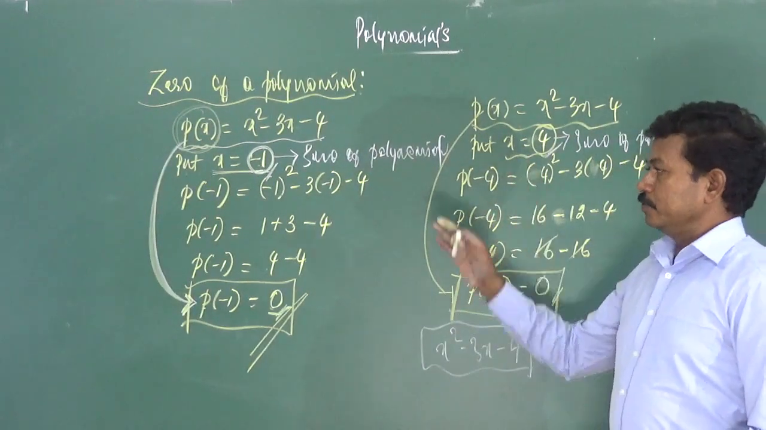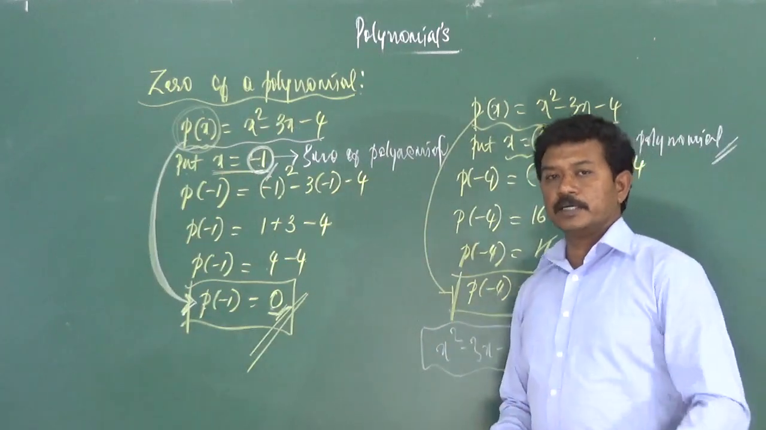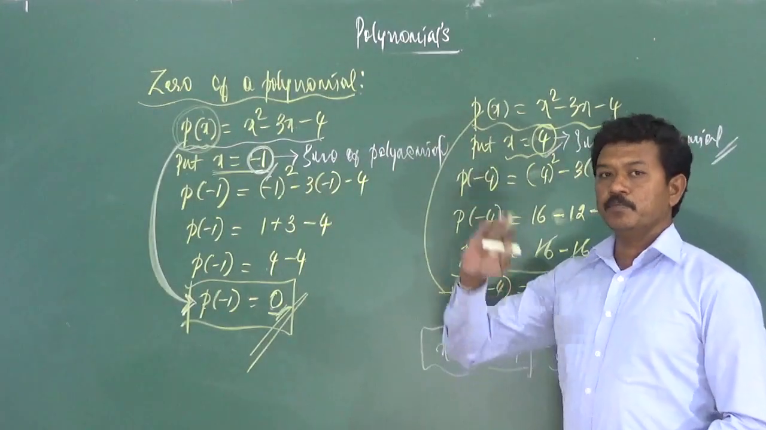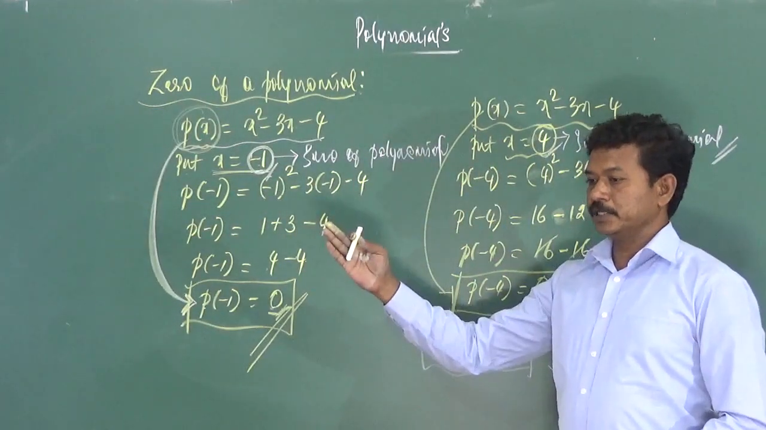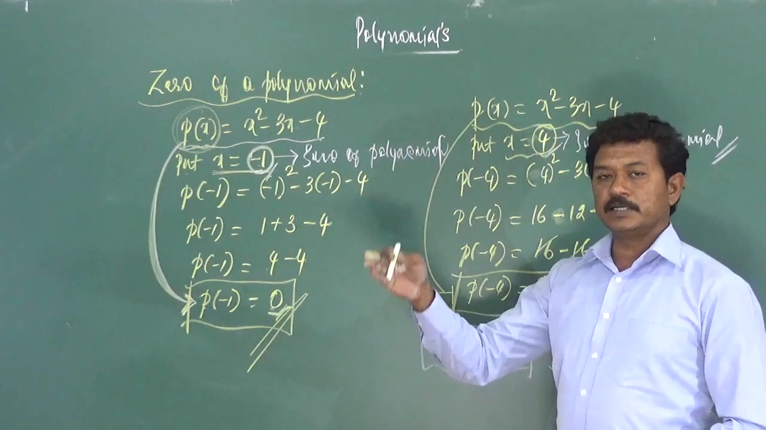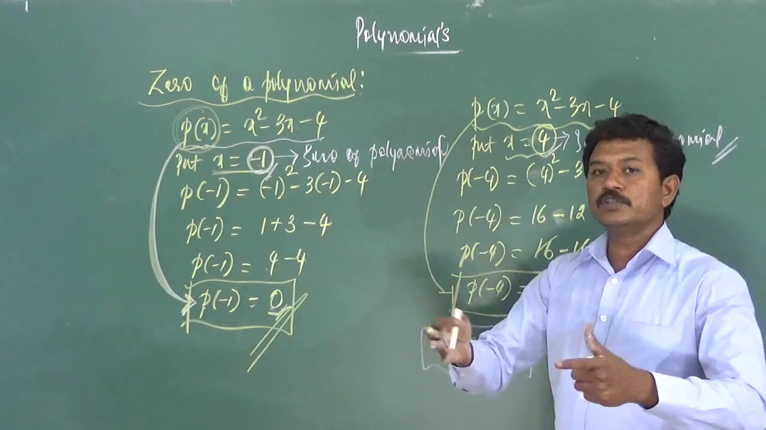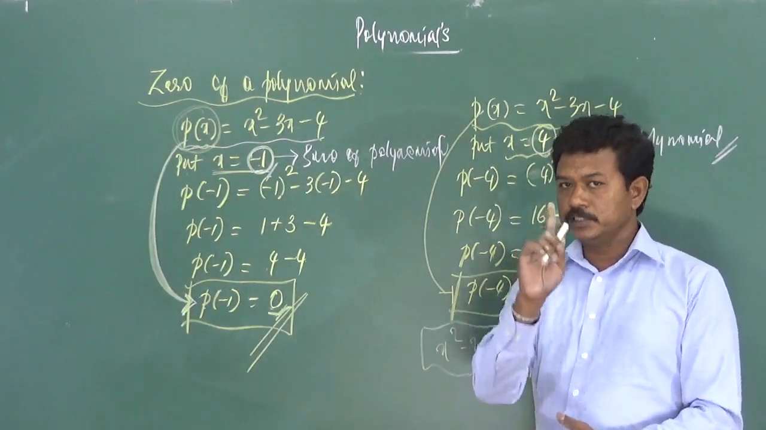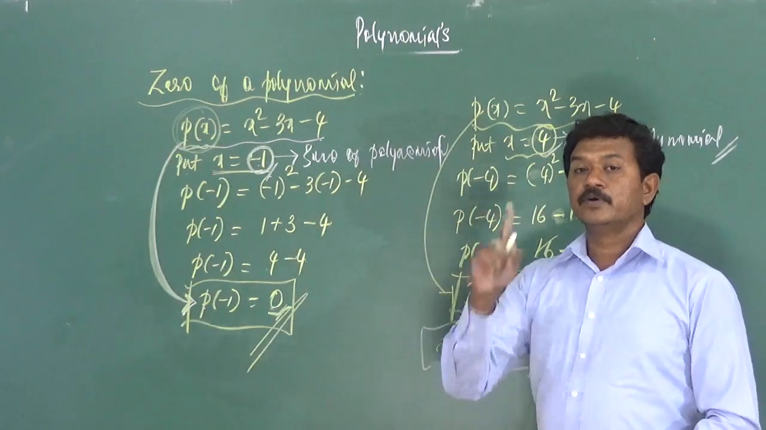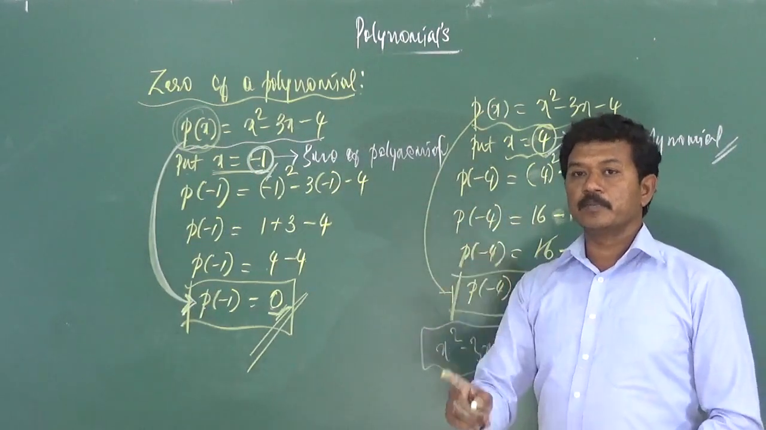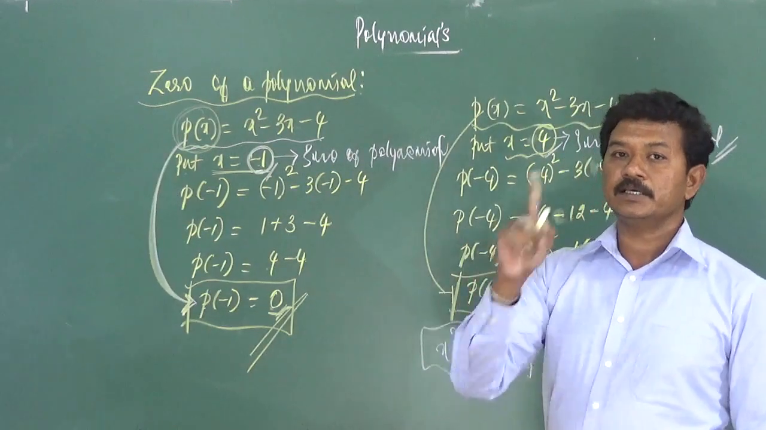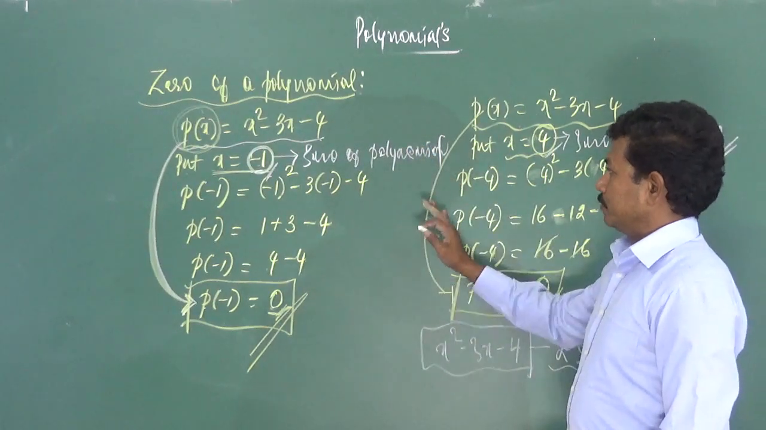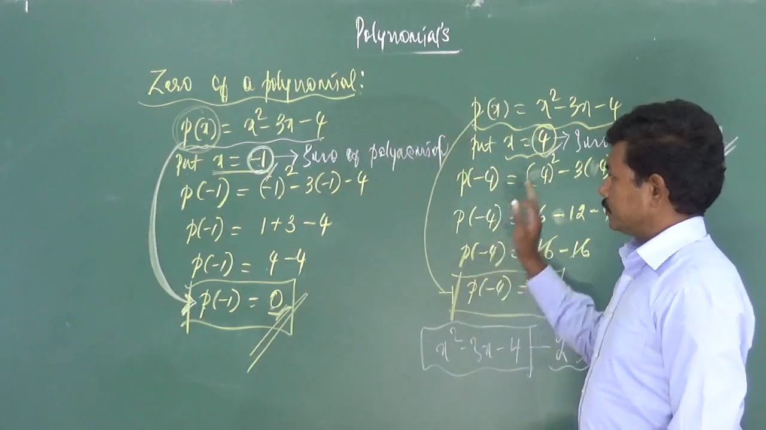So we usually say that for a quadratic polynomial there are at most 2 zeros. At most means maximum 2 zeros. It can also have 1 zero. It can also have no zeros. A quadratic polynomial can have no zeros. It can have 1 zero. At the maximum it can have 2 zeros only. A quadratic polynomial cannot have 3 zeros. Please remember this. So zeros of a polynomial is a very important concept.